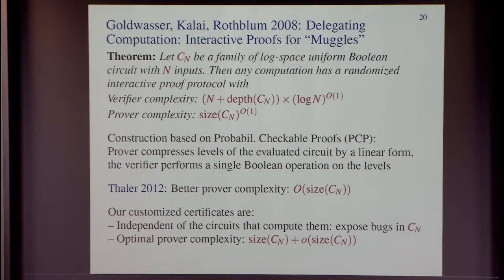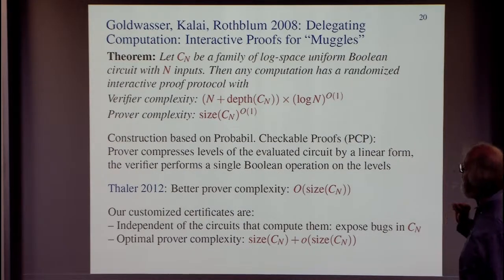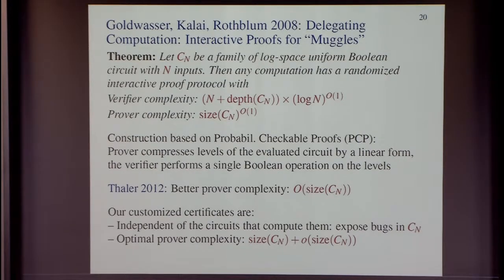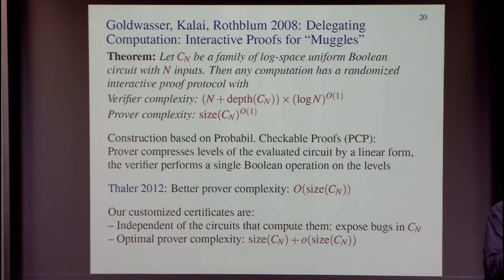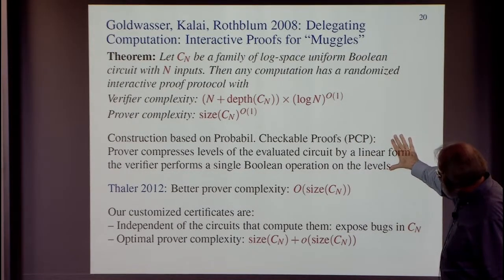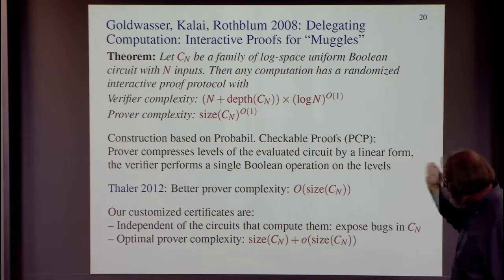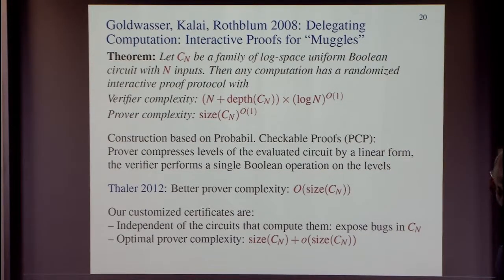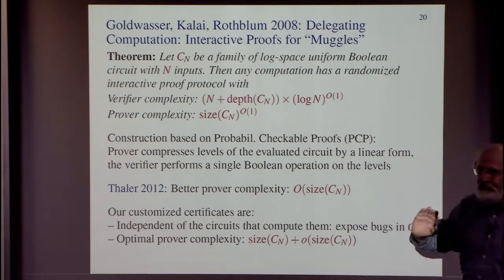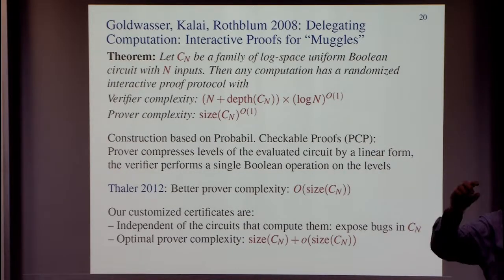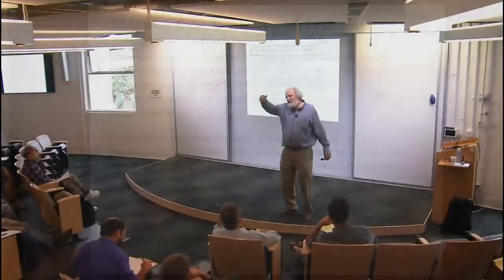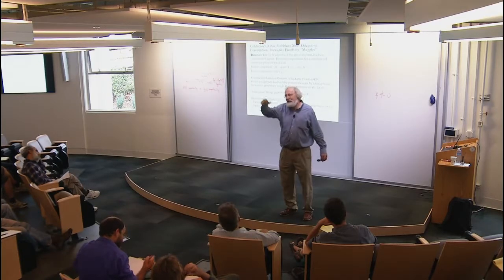So this is what their result is, and I have to admit to you that I don't entirely understand the proof. I looked at it. There's a protocol in it that I don't quite understand. The difficulty is not to verify each level of the circuit, but how you make sure that when you switch to the next level, there's no cheating done.